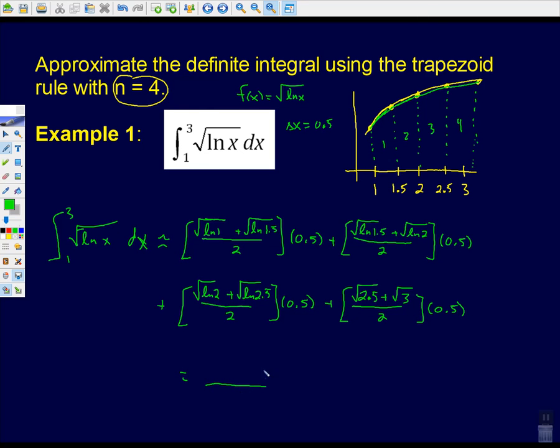The rest of this you will have to do with your calculator, or you could find the values of each of these if you were just to enter the function into your graphing calculator as y1, and then just get your calculator to make a table that has every output starting at x equals 1 and counting by 0.5s until you get to 3. You could just read those numbers off of the table and use them to do the calculation.